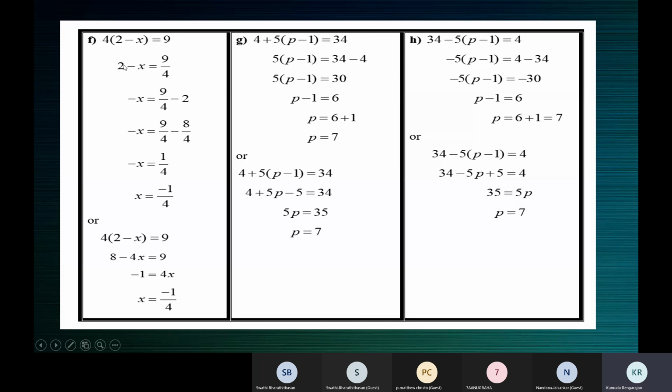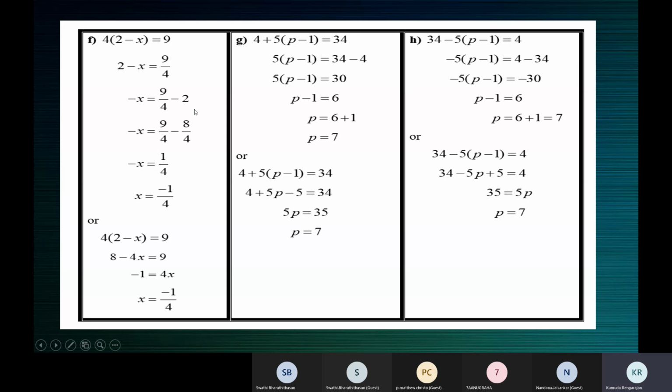So when you divide the LHS by 4, 4 and 4 will get cancelled and you will be left with 2 minus x is equal to, when you divide the right hand side by 4, we have 9 by 4. Divide the left hand side and the right hand side by 4. Here 4 and 4 will get cancelled, so you have 2 minus x. That's the first step. Then you can transpose 2, plus 2 on the other side minus 2. So you have minus x is equal to 9 by 4 minus 2.